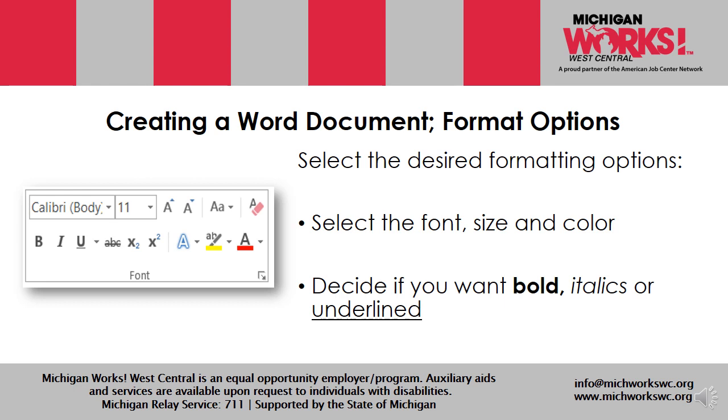Once you select the font, size, and color, decide if you want bold, italics, or underline. Bold just makes your text darker. Italics puts a slight slant to it, and underline, well, underlines everything. You can find those with the B, I, and the underline U underneath Calibri.